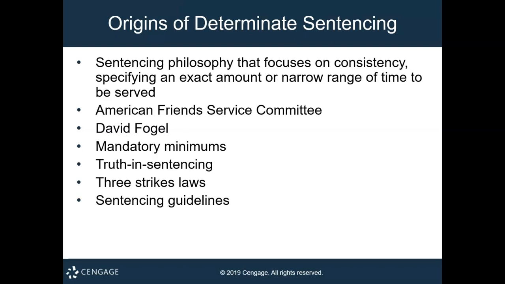Truth in sentencing laws. This refers to federal crimes only. So truth in sentencing laws state that if you are sentenced to prison in the federal system, you will do, is it 85% of your sentence in custody. 85%. Because of truth in sentencing laws, we no longer have federal parole. I know, crazy, right?